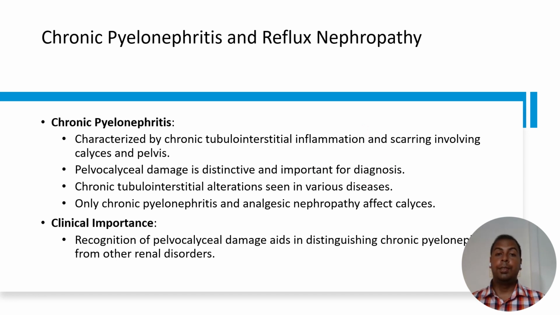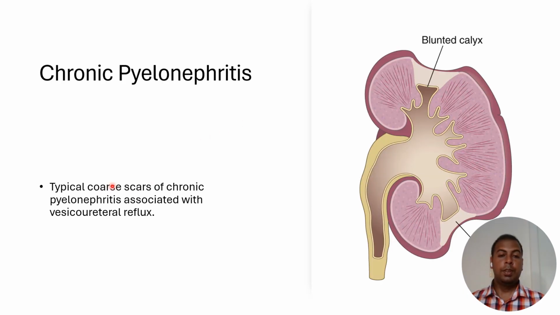causes of renal disease. So this is a typical course of chronic pyelonephritis associated with vesicoureteral reflux, where we would see blunted calyx, as you could see here, and scarring on the kidney.